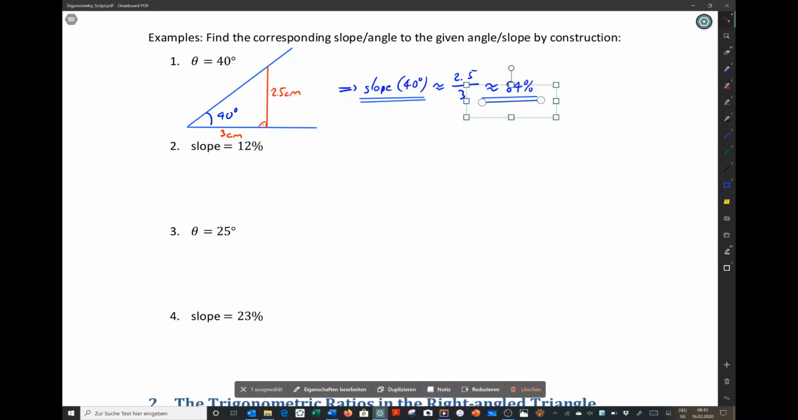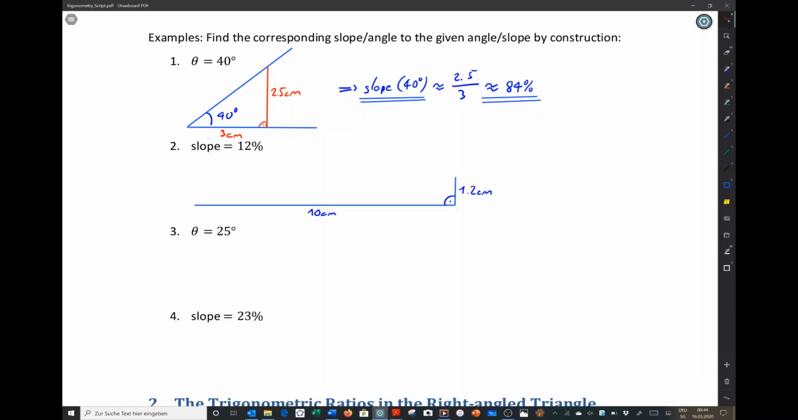In the second example, the slope is given, it's 12%, and we want to find the angle. Well, let's start by drawing a 12% slope by drawing a horizontal line of, let's say, 10 centimeters length, then we need 1.2 centimeters vertically. So 10 centimeters horizontally and vertically, this means perpendicular to that, senkrecht dazu, 1.2 centimeters. And then we can measure the angle theta, and we get that theta is approximately 7 degrees.